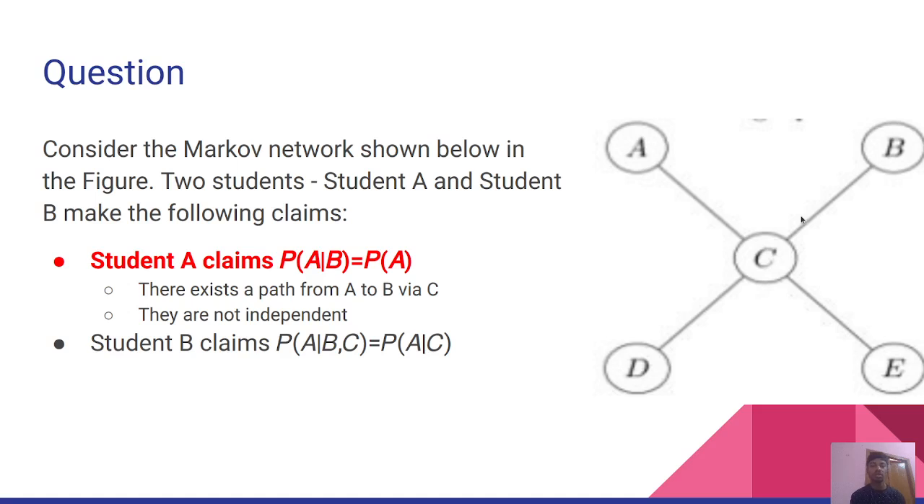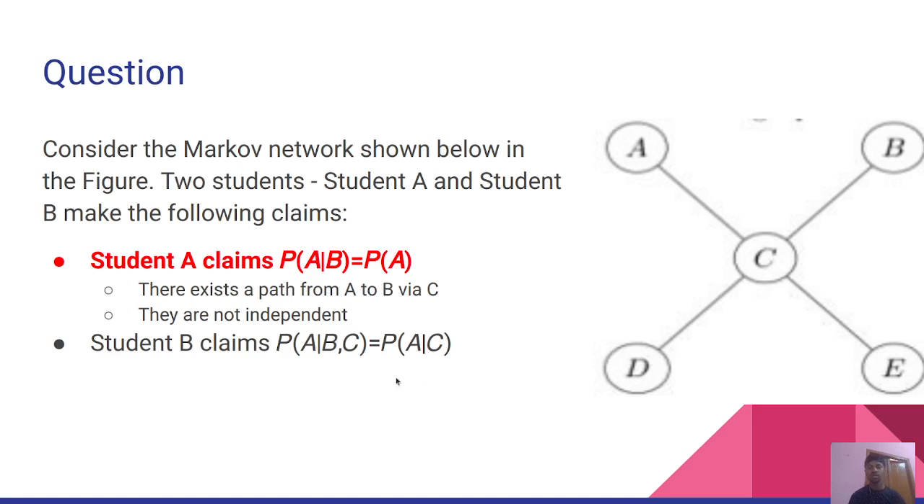Then the other condition, P of A given B and C equals P of A given C. That means A and B are independent given C. So is it correct? Yes, C is blocking.